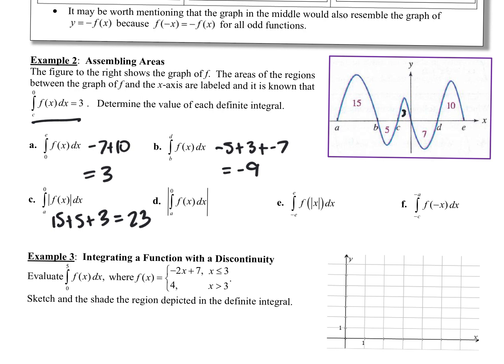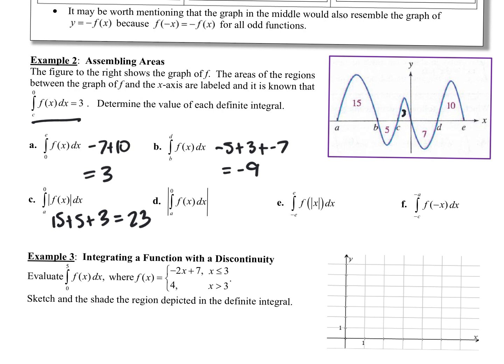But what's the difference with D, where the absolute value is outside now? Yeah, it's the absolute value of whatever answer you get for that integral, right? It's not making the function positive. It's saying find your answer and then make it positive.